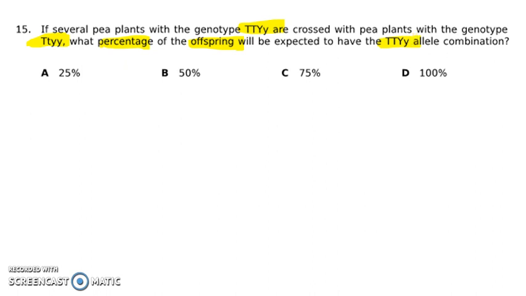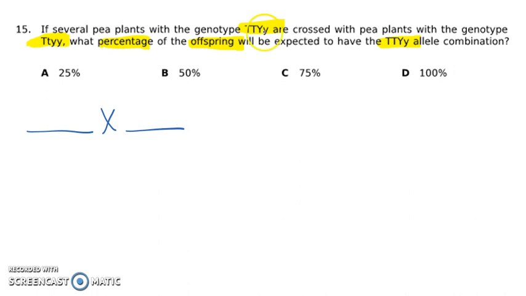Okay, so this is obviously a dihybrid cross because we're looking at both T's and Y's. Because you have two sets of letters, it's going to be a dihybrid cross, so you're going to have two Punnett squares. The first step that we always want to do is make sure that we're writing the parent genotypes.